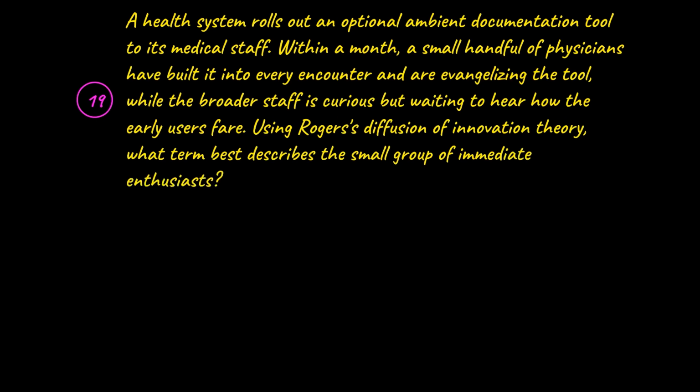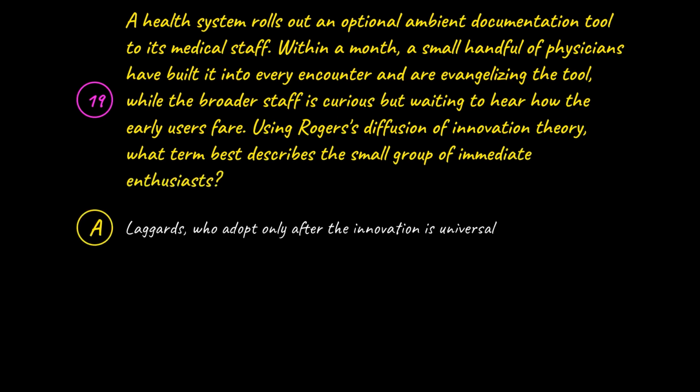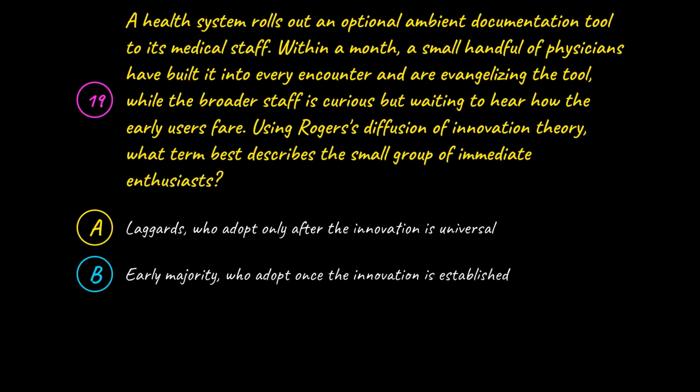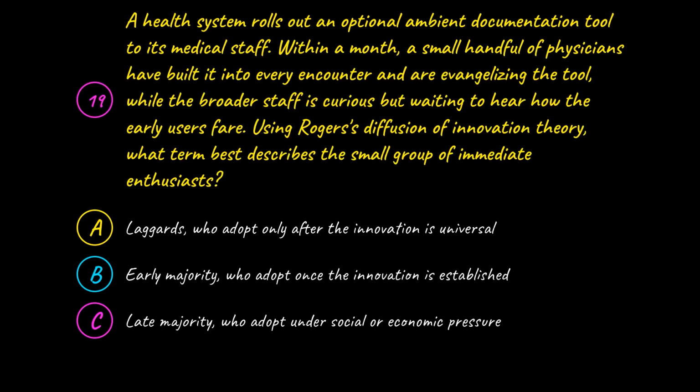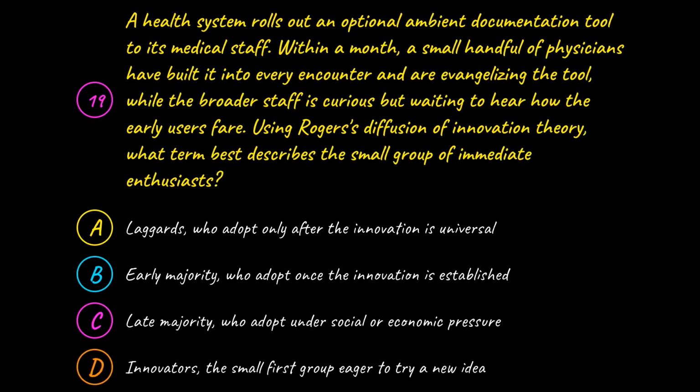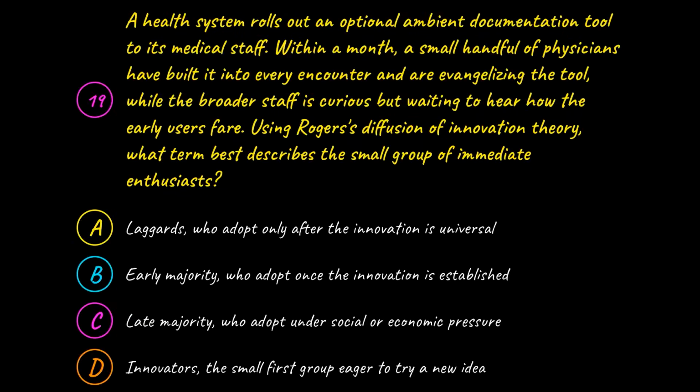Your options are A. Laggards, who adopt only after the innovation is universal. B. Early majority, who adopt once the innovation is established. C. Late majority who adopt under social or economic pressure. D. Innovators, the small first group eager to try a new idea. Before I reveal it, which one do you think is right?